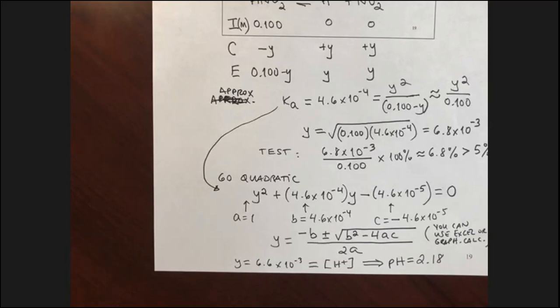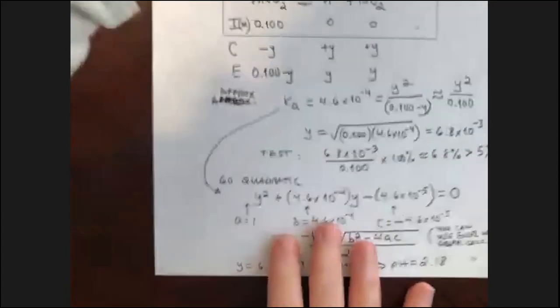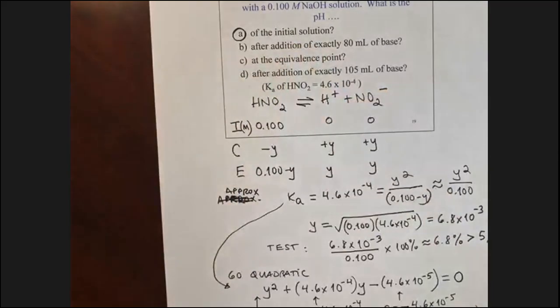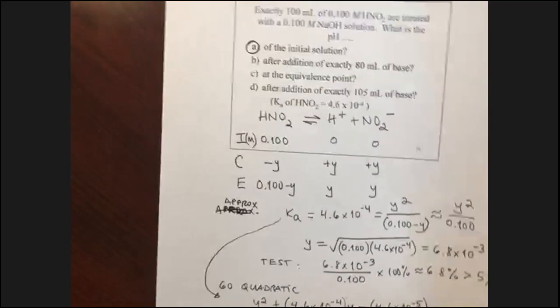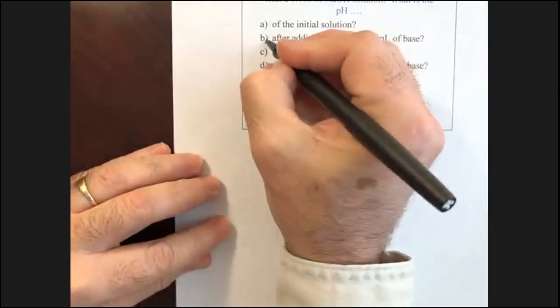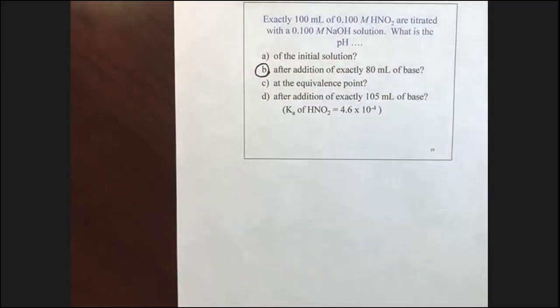Okay, so we took care of A, which was what is the pH of the initial solution. Okay, cool. Now let's do the second one. Here we go. Now we're going to do B. What happens after the addition of exactly 80 milliliters of base? Remember, when we say exactly, it means put in as many decimals as a typical instrument can deliver. Since this is a titration, we would expect this to have been a burette, and the milliliters delivered would be in 2 decimal places. So just be careful with that, okay?